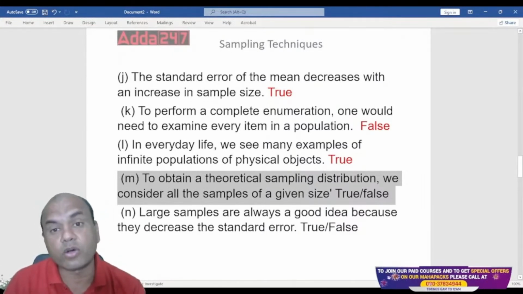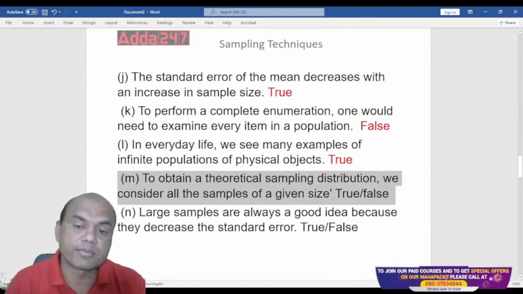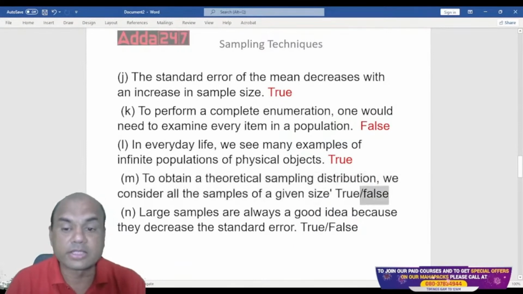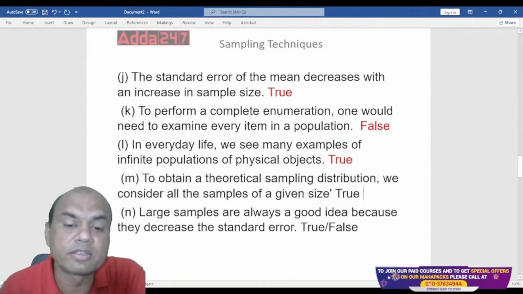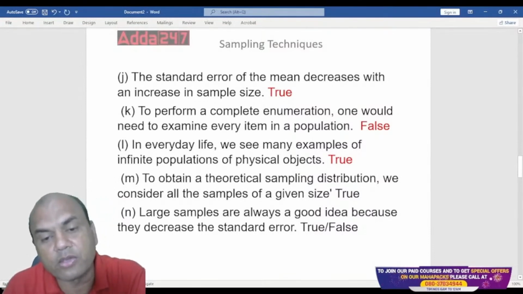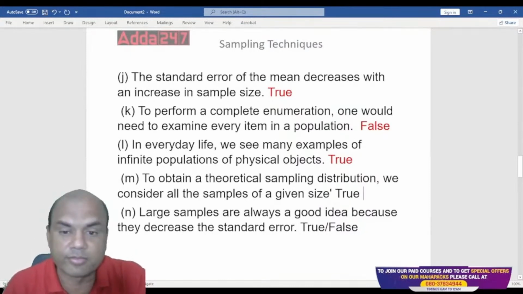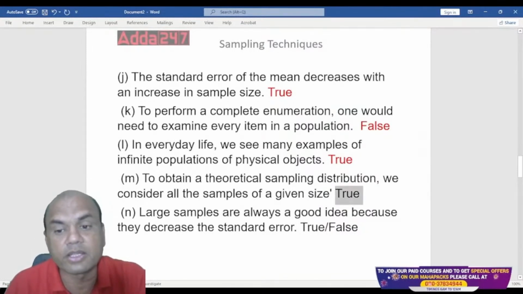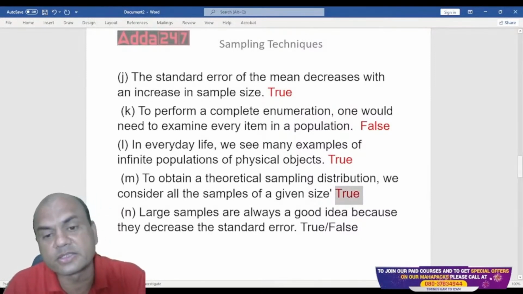So do we consider all the samples or no? All the samples, everyone? So the answer is true. Yes, we consider all the samples of the given size. See here, for a sampling distribution you have to consider all the samples, whichever sampling you have done. So the answer is true. Got it? Let me see how many of you have answered this.